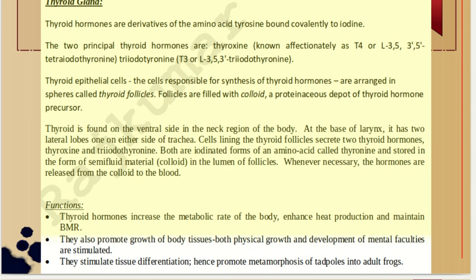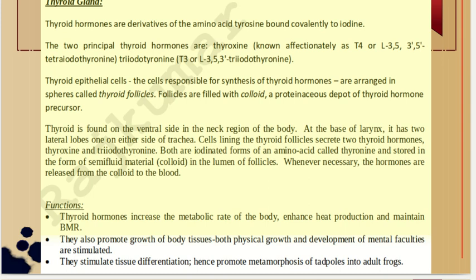The thyroid epithelial cells are responsible for synthesis of thyroid hormones, and they are arranged in spheres called thyroid follicles. The follicles are filled with colloid, a proteinaceous depot of thyroid hormone. The thyroid is found on the ventral side in the neck region of the body, at the base of the larynx. It has two lateral lobes, one on either side of the trachea.